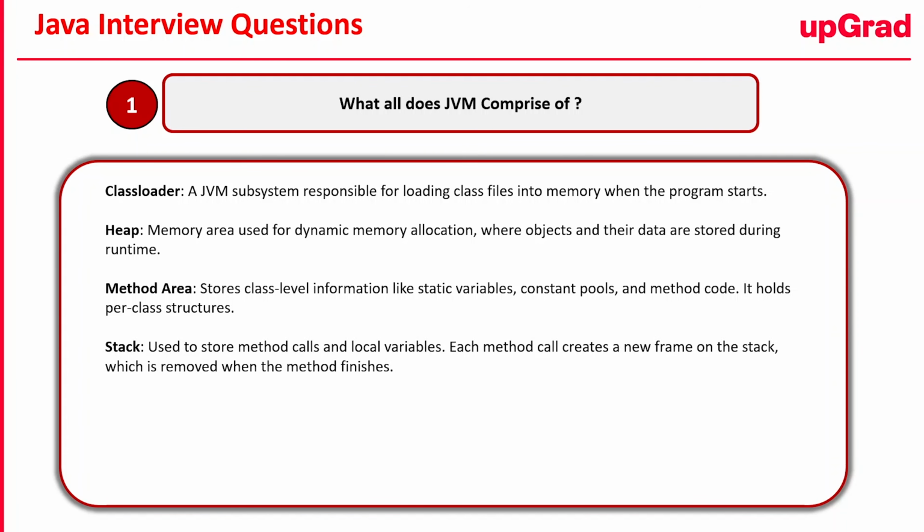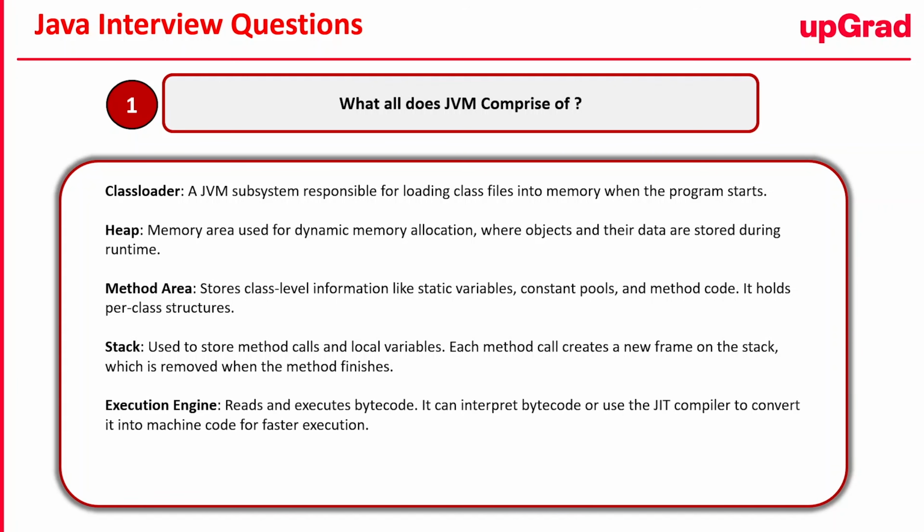Then there is stack. The stack is used for storing method calls and local variables. Every time a method is called, a new frame is created on the stack to store variables and track the method's progress. Each method call pushes a new frame, and when the method finishes, the frame is popped off.